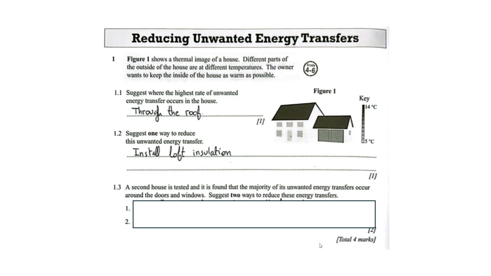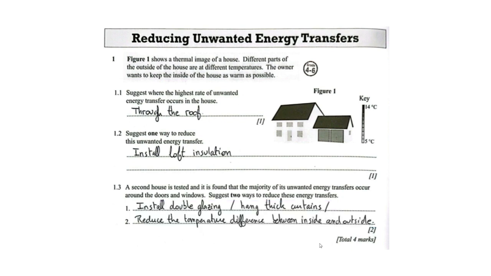A second house is tested, and it is found that the majority of its unwanted energy transfers occur around doors and windows. Suggest 2 ways to reduce these energy transfers. So you could install double glazing or hang thick curtains to prevent the transfer of heat energy from the thermal energy store of the house to the thermal energy store of the surroundings through the windows. Or you can reduce the temperature difference between the inside and the outside. If a house is at 35 degrees inside and it's 10 degrees outside, it's going to transfer more energy to the outside than a house that's heated to 20 degrees Celsius.